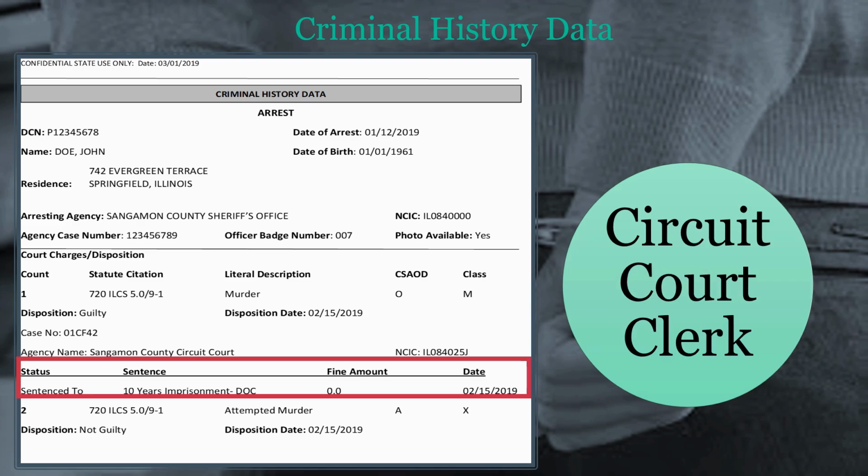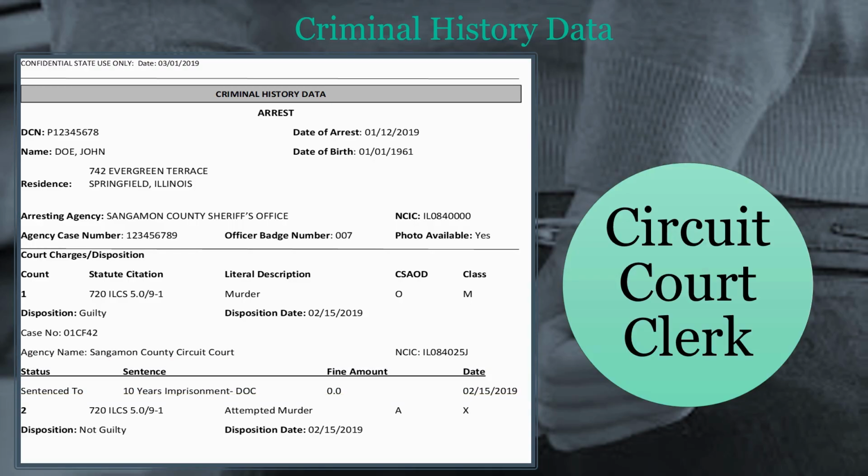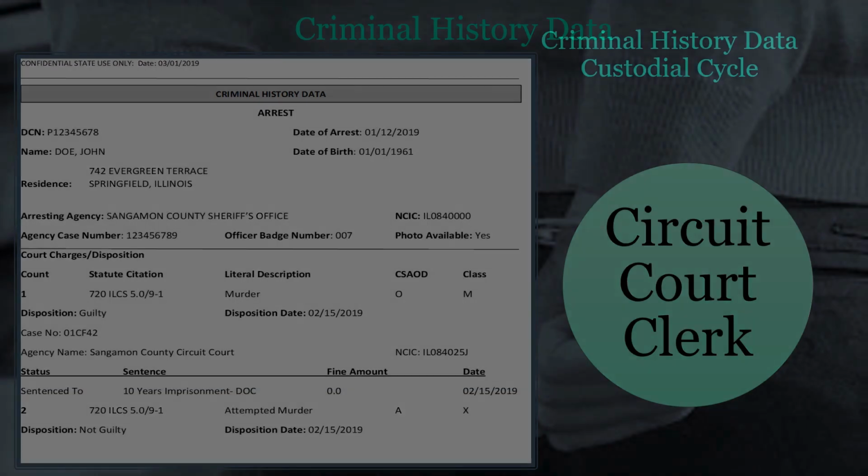This field will also contain the term of the sentence. In this example, the subject was sentenced to 10 years in the Department of Corrections. To the right of the sentence field, you will see any fine amount imposed on the individual. Note that a fine alone in Illinois is also considered a conviction. Lastly, you will see the date the subject was sentenced. The example here shows count 2 of attempted murder, which was the added state's attorney charge. The subject was found not guilty.